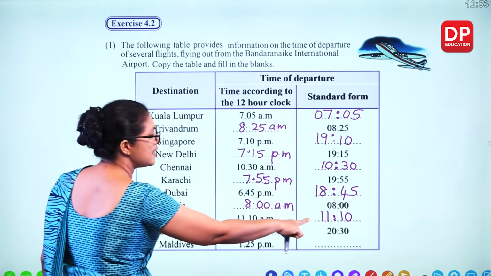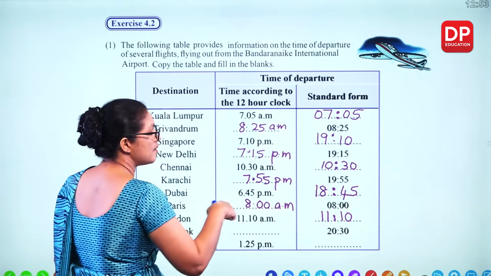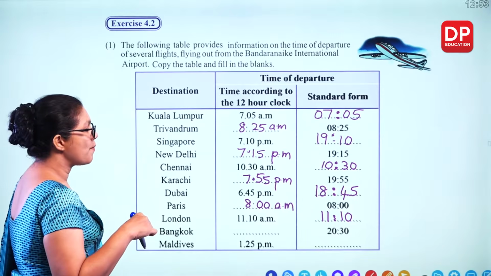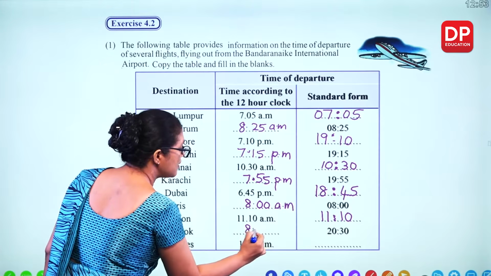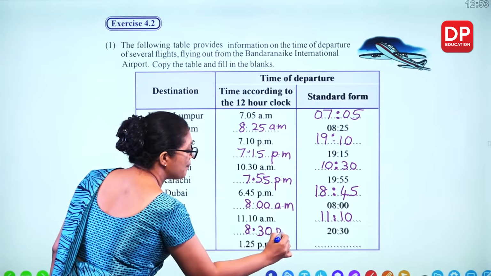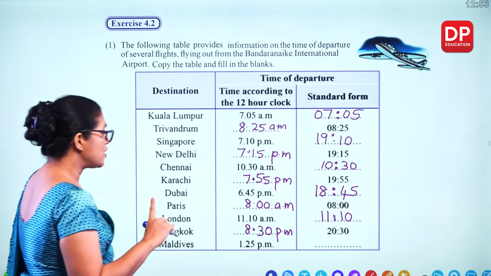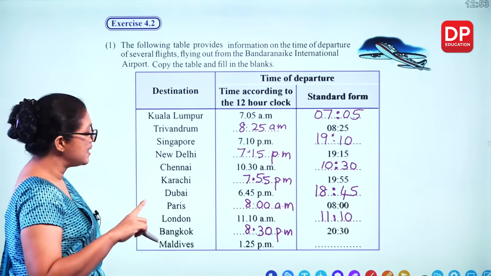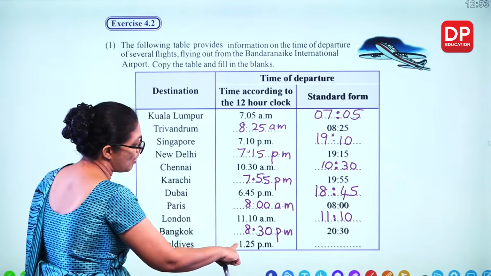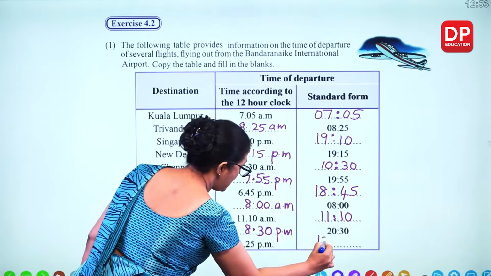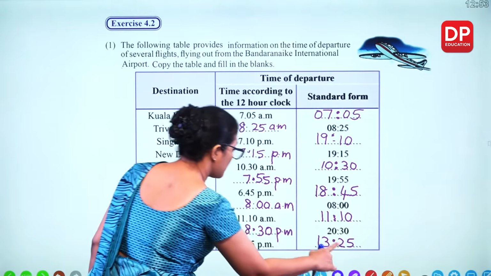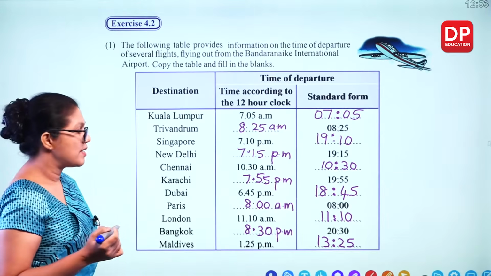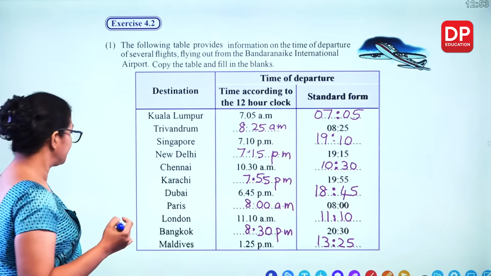Then 20:30. That's more than 12. Subtract 12 from that, you get 8:30, that's p.m. 1:25 p.m. means you add 12 to that. 12 plus 1, 13:25. That's 13 hours and 25 minutes.